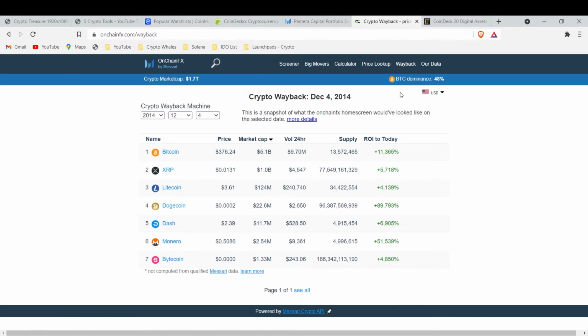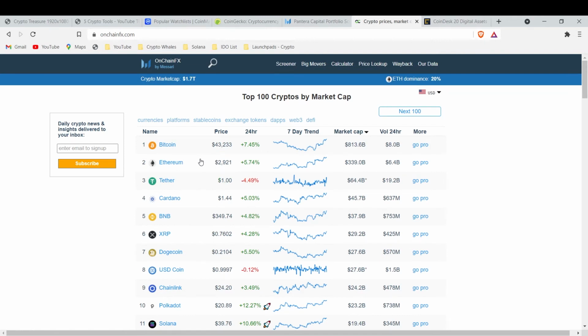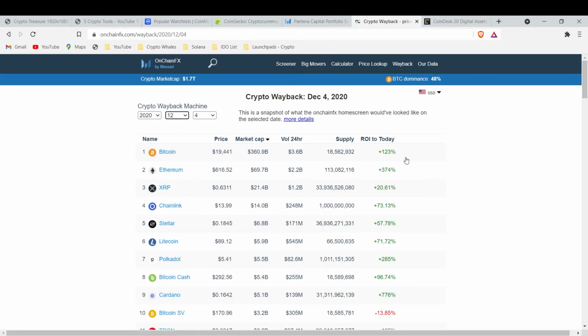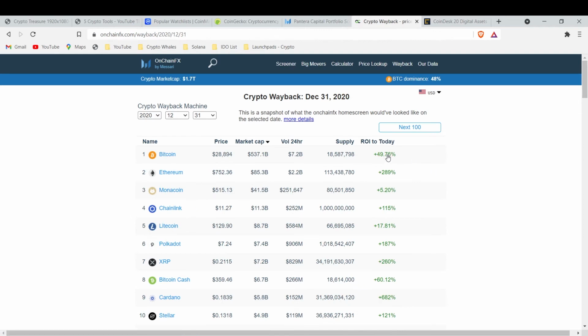One of the things that I use OnchainFX for, apart from the fact that you can look at the crypto projects that are available very much like the other ones, is that you can look way back. Maybe you're curious how Bitcoin would have performed if you bought it back in 2020. You can see that if you invested back in December, let's say December 31st, you would have gained 50%, as an example. So in this case, OnchainFX is particularly good for that as well.